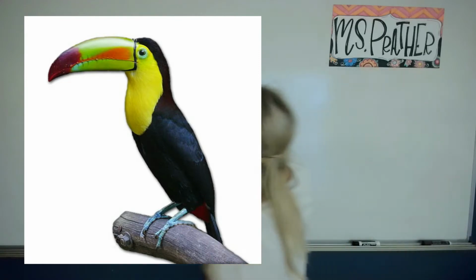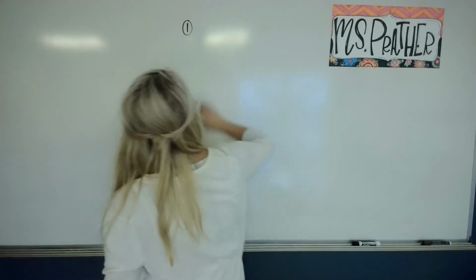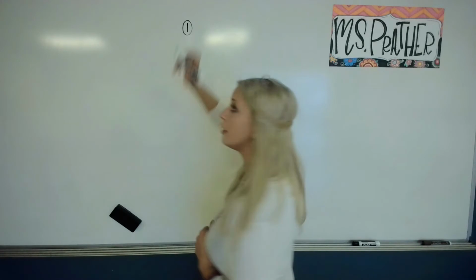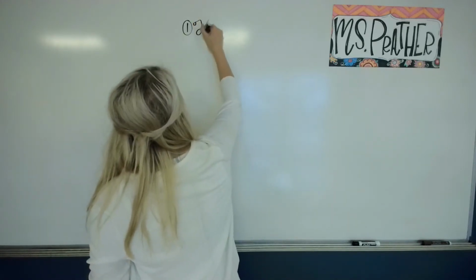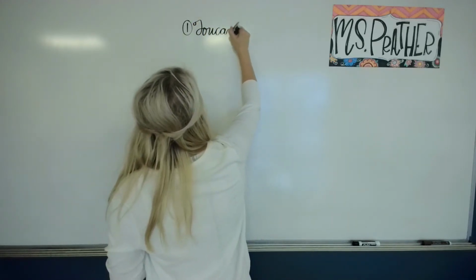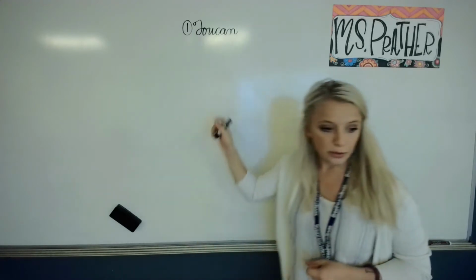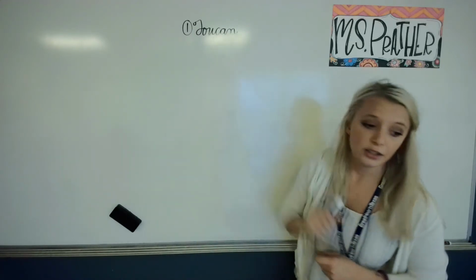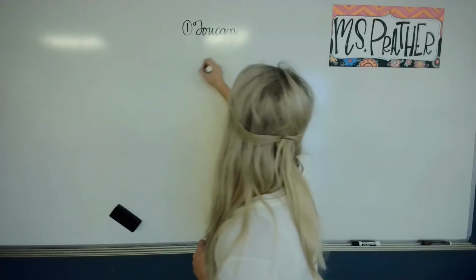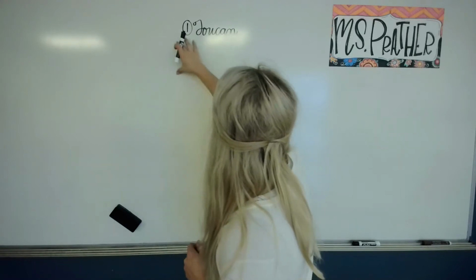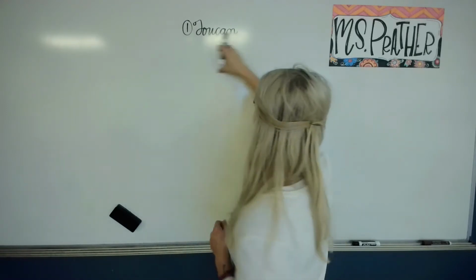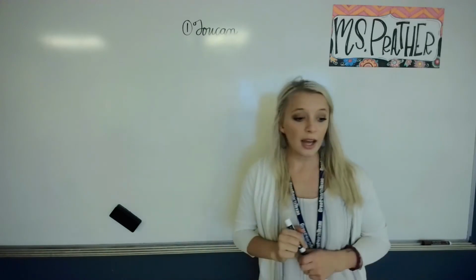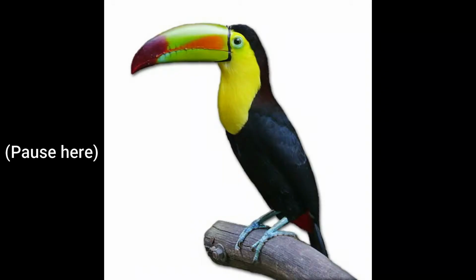So you're going to write number 1 at the top left of your sketchbook page. And you're going to label it toucan. That's spelled T-O-U-C-A-N, toucan. And you're going to draw which shapes you see. Let's draw them this way, horizontally. And when you're done with that, go ahead and press play.